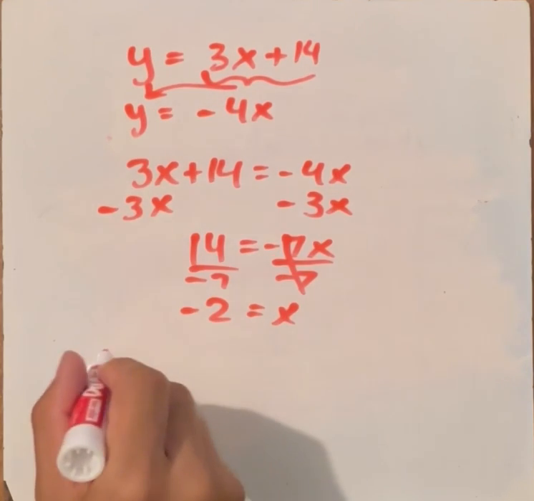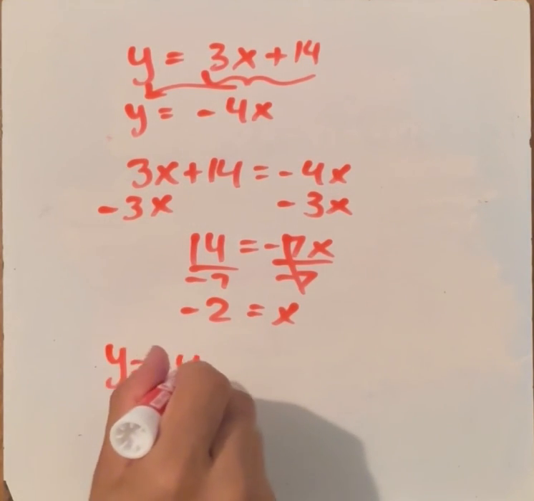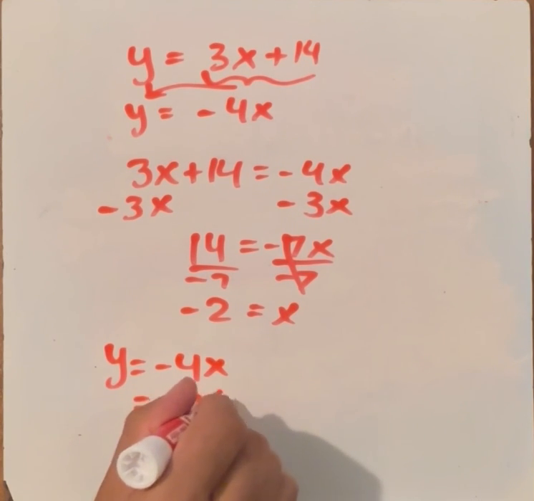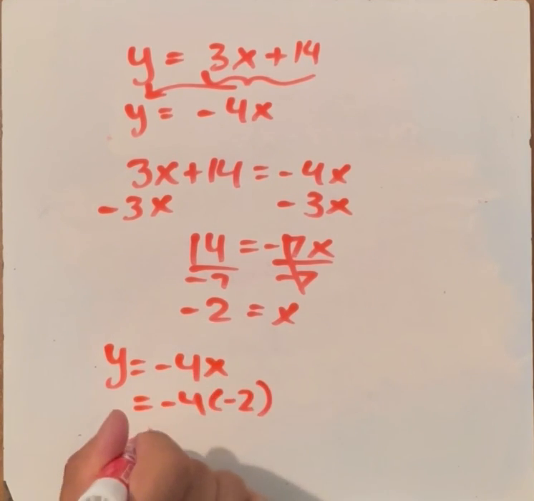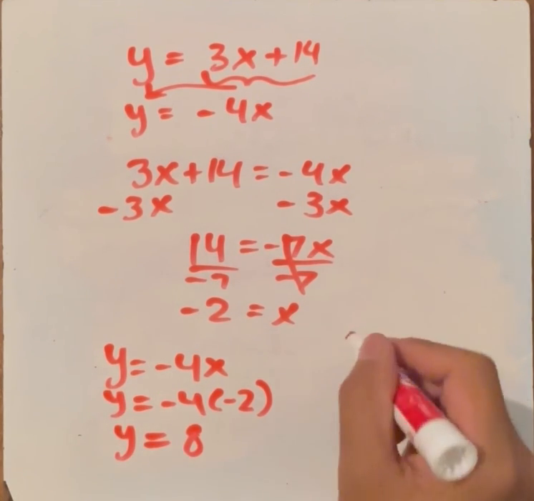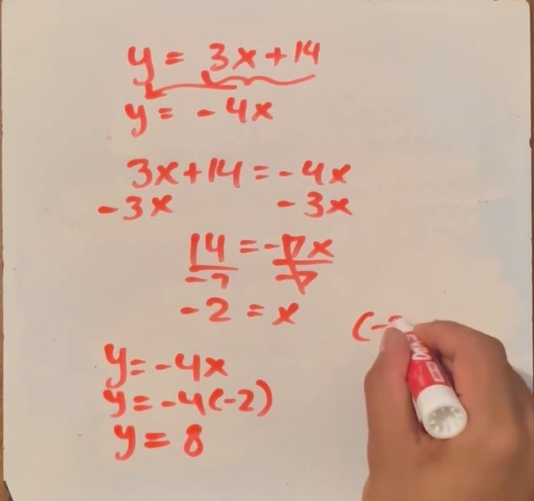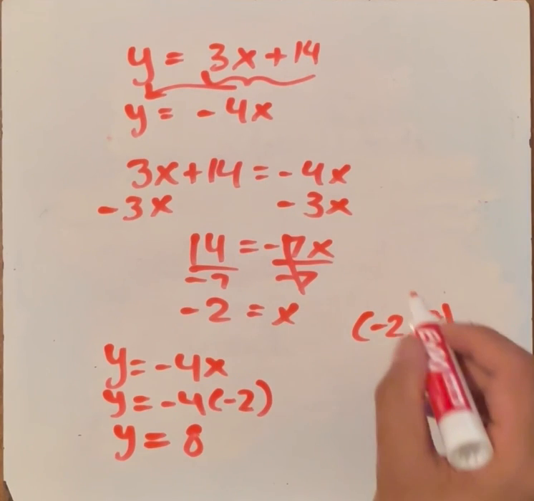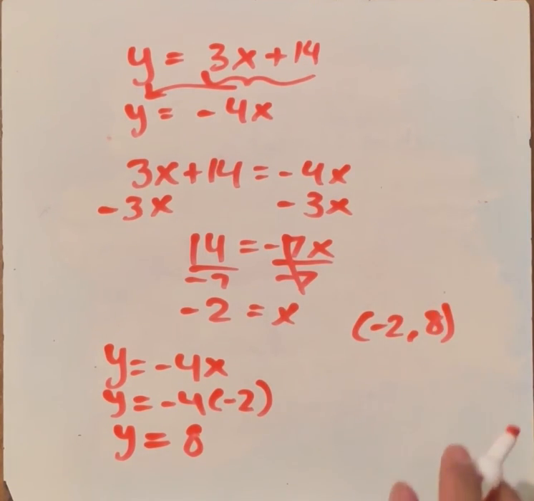So y equals negative 4x. If x is negative 2, we'll just say negative 4 times negative 2. And negative 4 times negative 2 is positive 8. So y equals 8. And so now that we have an x value of negative 2 and a y value of 8, we can say that our answer is negative 2, 8.